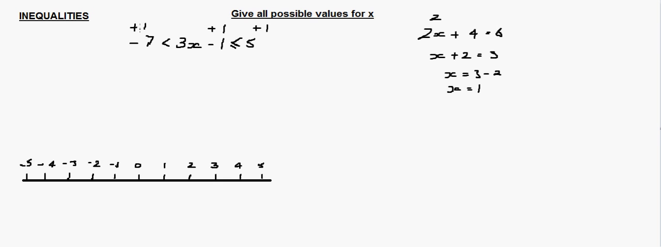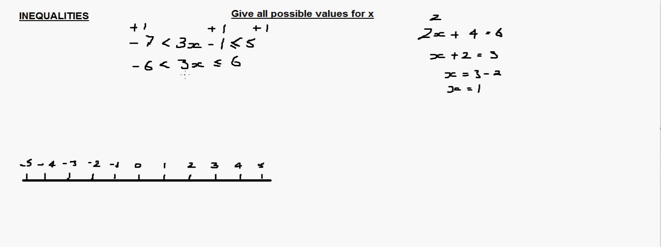So +1 minus 7 would be -6. The signs stay the same. This would still be 3x, remember, because we're only getting rid of this -1. It's less than or equal to, now 5 plus 1 is 6. And you should see here, we know now that 6 and -6 are divisible by 3, so this should give us whole numbers as values.